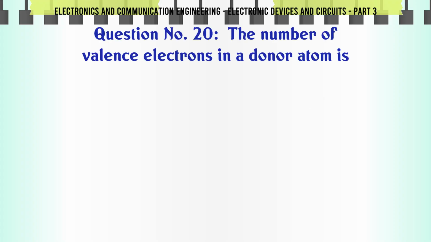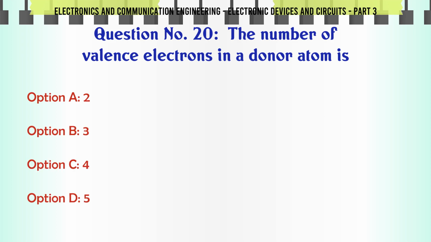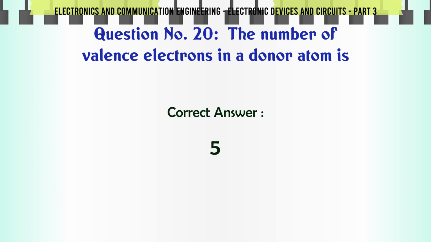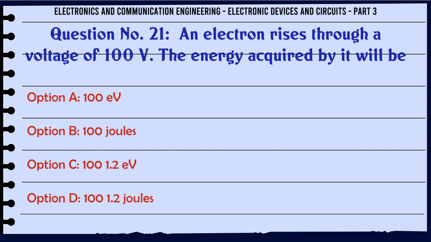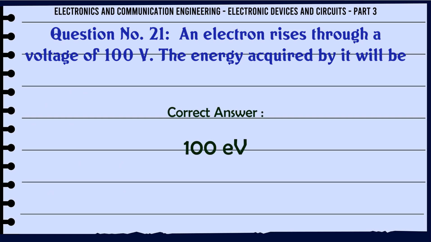The number of valence electrons in a donor atom is A. 2, B. 3, C. 4, D. 5. The correct answer is 5. An electron rises through a voltage of 100 V. The energy acquired by it will be A. 100 eV, B. 100 joules, C. 101.2 eV, D. 101.2 joules. The correct answer is 100 eV.